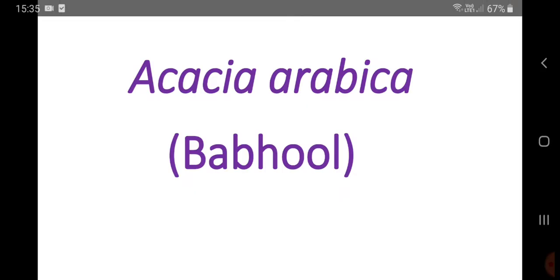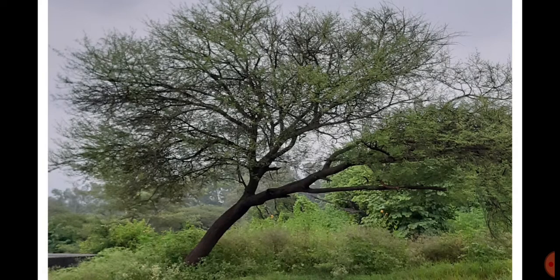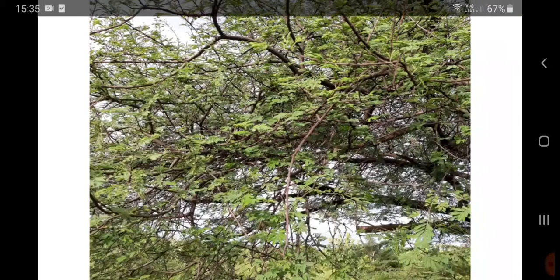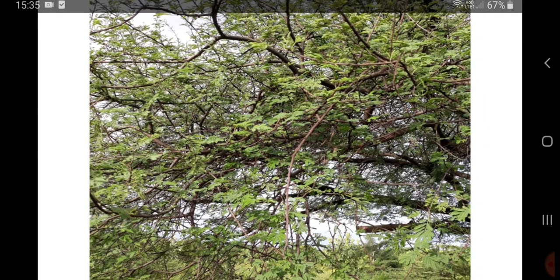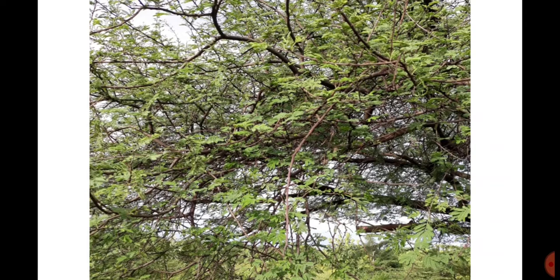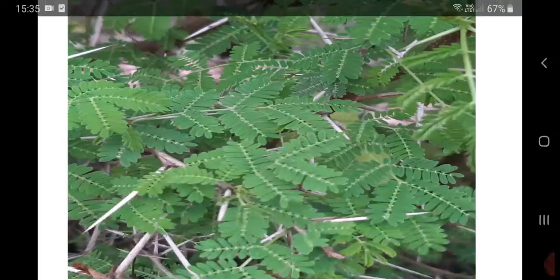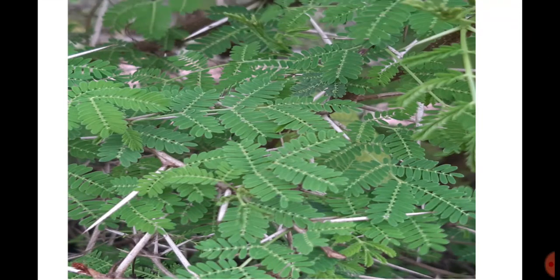The next plant is Acacia arabica or babul. Now this is a deciduous medium-sized tree. It has foliage, and the leaves fall off in a particular season, that is usually in the summer, to prevent transpiration, that is water loss through the leaves.